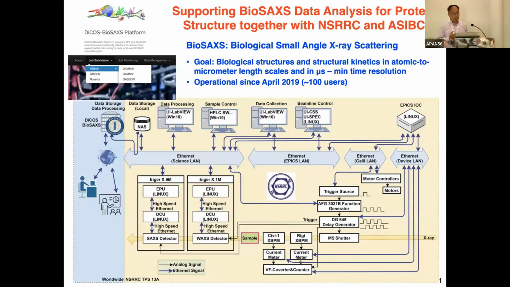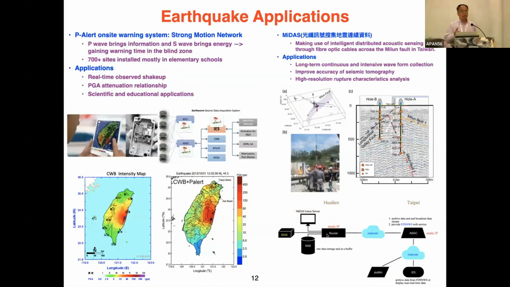The other application domains, such as the earthquake application. So you know, in Taiwan, we've built more than 700 seismological sensors in the schools, from elementary schools to junior high schools. So every 5 to 10 seconds, the sensor will send back some data, and more data will come back to the server once there's any earthquake happening nearby. So our center is now supporting the server to collect the data from all the hundreds of sensors around Taiwan.